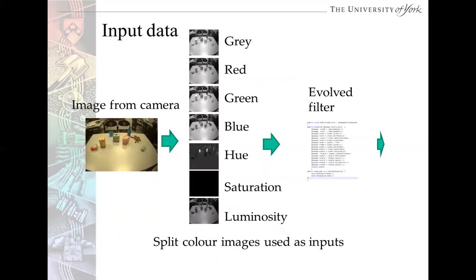So the input data is, for each image, you have a collection of images with objects on the table. And then you pass those through various filters: grayscale, red, green, blue, hue, saturation, luminosity for each image. So this is the input data for the CGP evolved program. Then you use CGP to evolve the filter to try to detect pixels of the target.